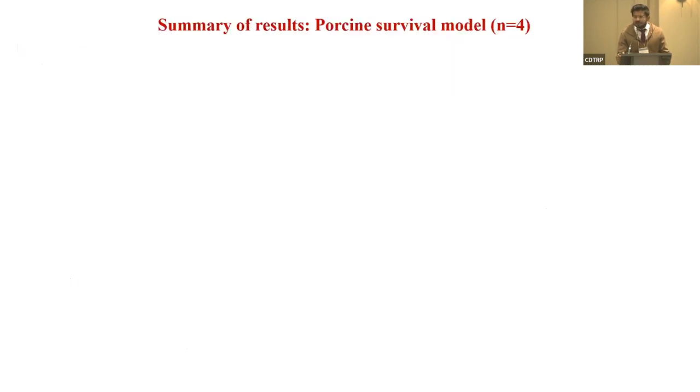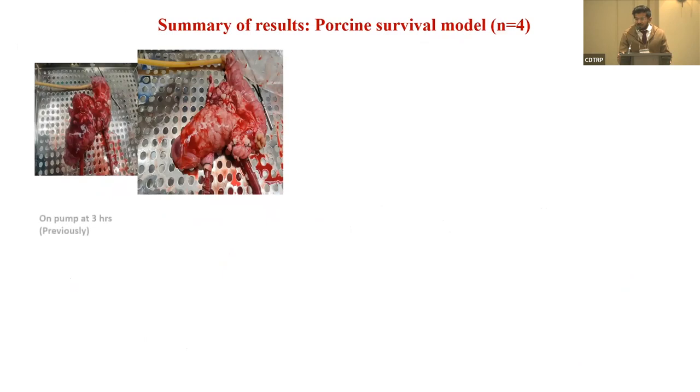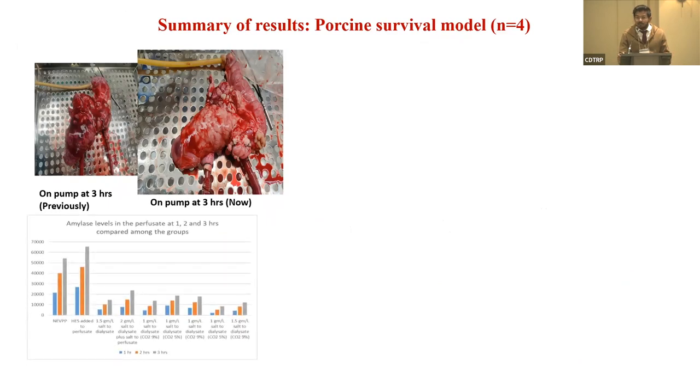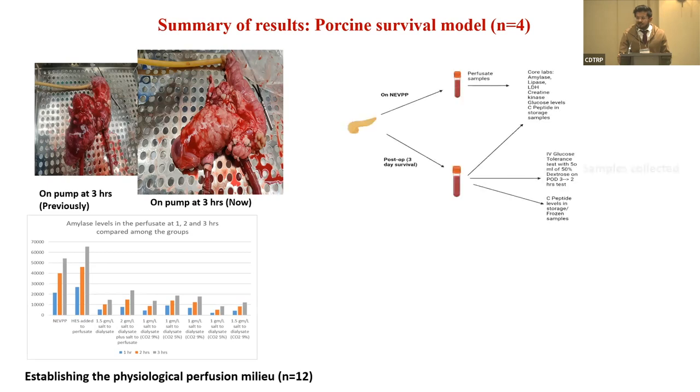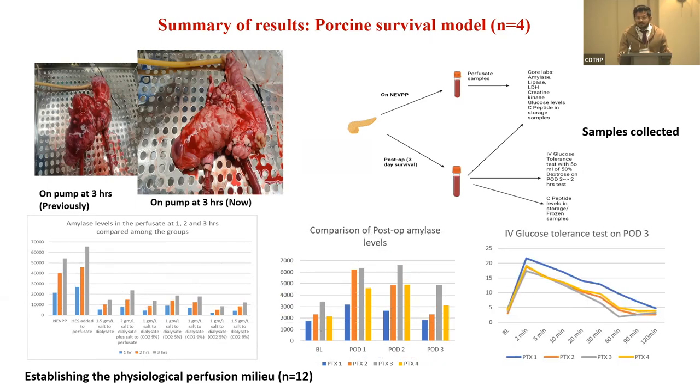If I would like to summarize my results in the porcine survival models, on the left side of the picture, this is the graft as we started off. And on the right side, this is the graft that we could achieve by a series of trial and error over 12 experiments in the non-survival models. After which, when we translated the same into the survival models, we could achieve a stable level of amylase, which is a surrogate marker of tissue injury, and also a very stable glucose tolerance test on the day of sacrifice, which showed that the graft was functioning well in these models.